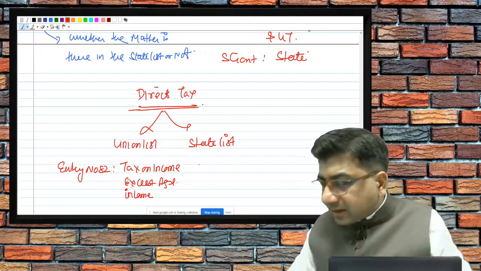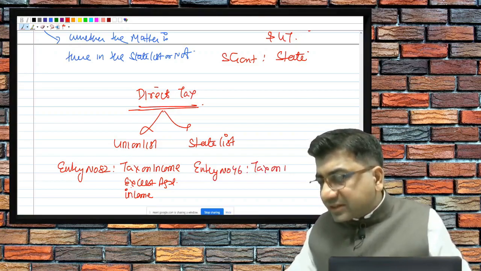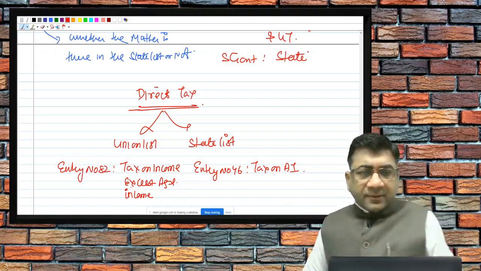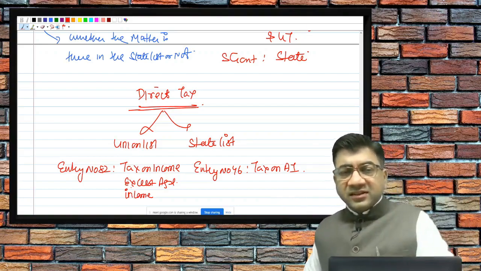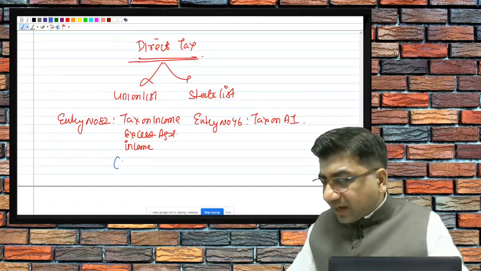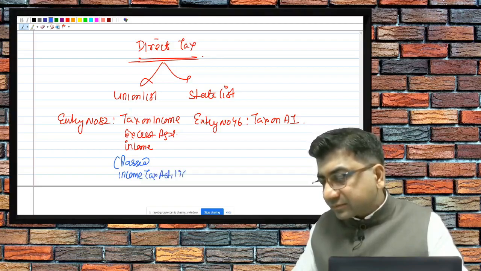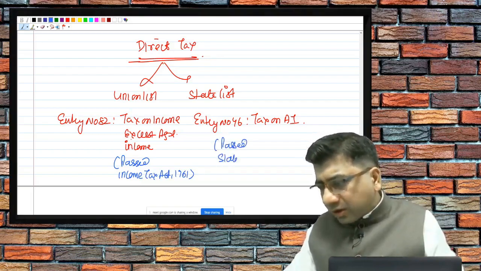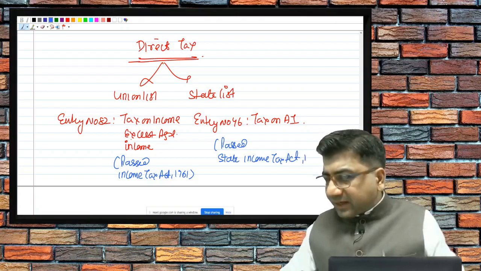The logic is under entry number 46 of the state list, tax on agriculture income, the power is given to the state government. So for any income except agriculture income, central government will make law, and that's the reason they have passed the Income Tax Act 1961. And state governments have passed state income tax acts. Not all, but some. State Income Tax Act.